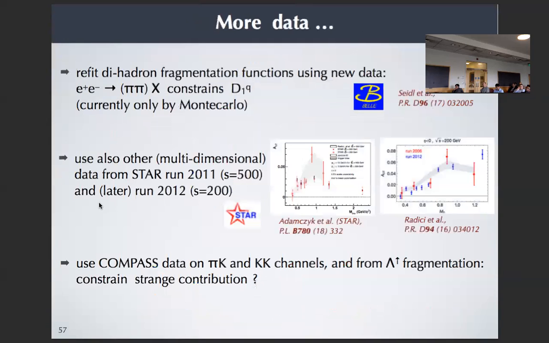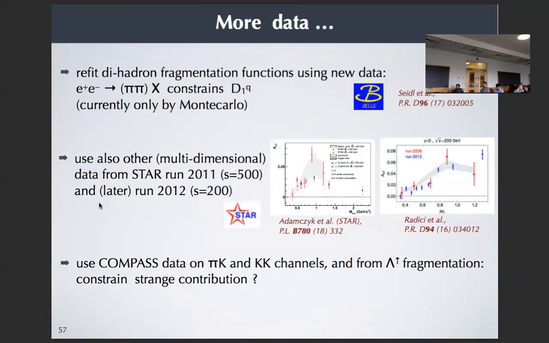Of course, I have a certain set of data still to include in the fit, as I said before. For example, I have to redo the fit of the Belle data of the unpolarized cross-section in order to extract the unpolarized quark decay, not from the Monte Carlo, but directly from data. And I also have to consider the STAR data at a larger energy, so 500 GeV squared, and possibly, when they are finalized, also the data at 200 GeV squared from the 2012 run.